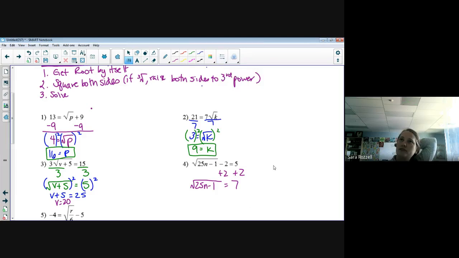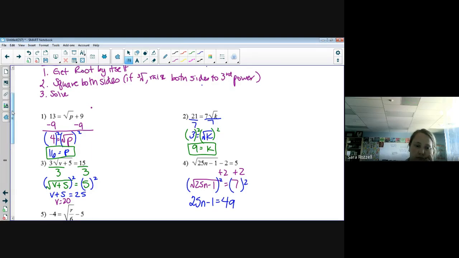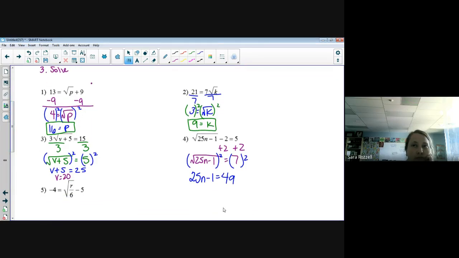Is the square root by itself? There's nothing else around it, so that's good. So now we're ready to square both sides. We don't change anything inside of here. The root just goes away. And 7 squared is 49. All right, can y'all do this one in your head? I bet so. Once you do that one in your head, raise up your number of fingers for your answer.